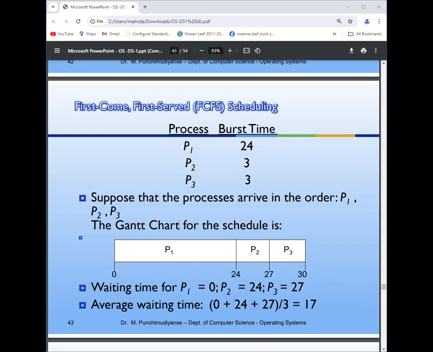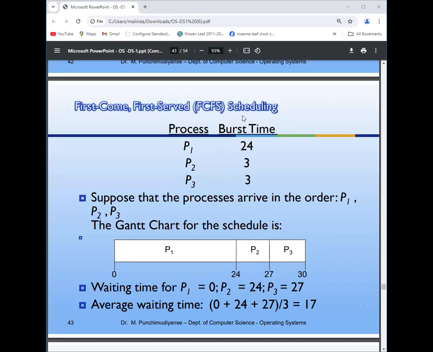So the Gantt chart is drawn like this. P1 came first, so starting with time 0, P1 is given 24 milliseconds under first come first served. Then after 24 milliseconds, the second in the list is P2. It will be given 3 milliseconds of CPU, and P3 is given 3 milliseconds of CPU. So this is the Gantt chart with the order and the times needed. This Gantt chart can be easily drawn for FCFS like this.